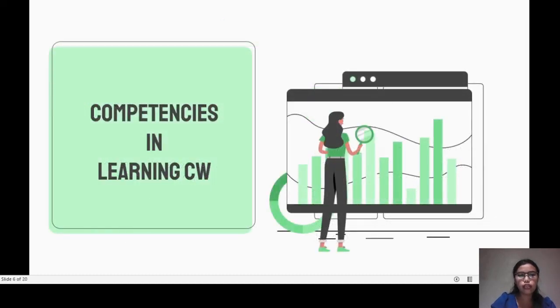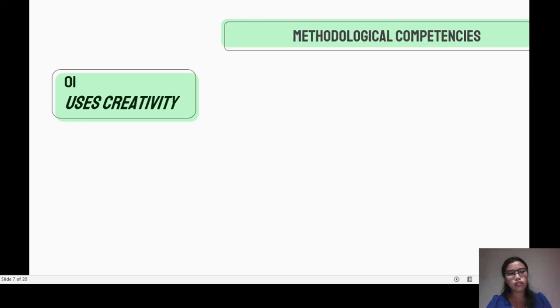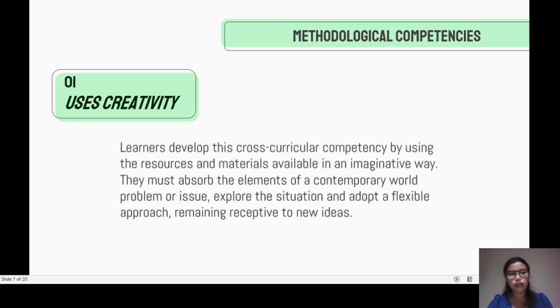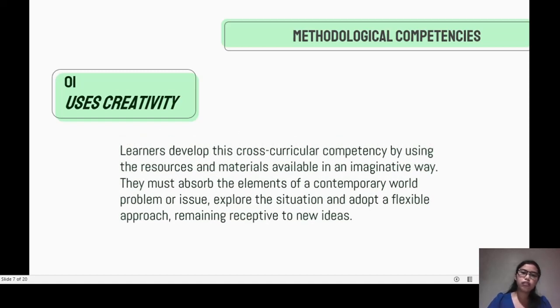So of course, in learning CW, we will also develop competencies or skills. We have a set of competencies. The first one is the methodological competencies. Under methodological competencies, we have first, using creativity. As we learn CW, we will also learn how to be creative.